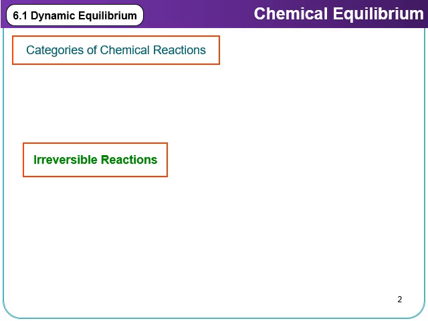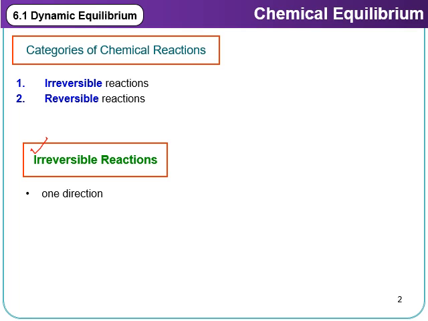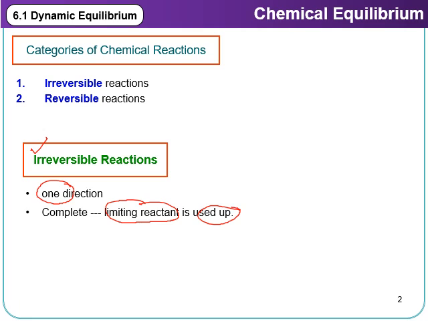There are two categories of chemical reaction. First is irreversible reaction. Second is reversible reaction. Now we focus on irreversible reaction first. What are the characteristics? First, there is one direction. So the reaction will be completely stopped once the limiting reactant is used up.